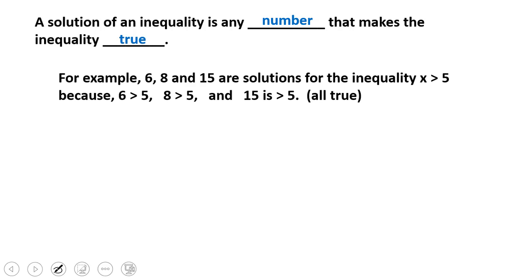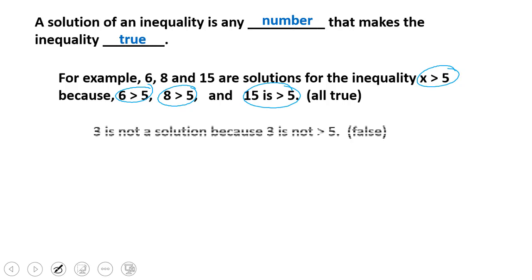So, an example of that would be 6, 8, and 15 are all solutions for the inequality x is greater than 5. Why? If I put in a 6 for x, 6 is greater than 5. That is true. If I put in the 8, 8 is greater than 5. That is true. If I put in the 15, 15 is greater than 5. That is true. They are all true. However, what if I put in a 3? 3 is not a solution because 3 greater than 5? I don't think so. That is false.